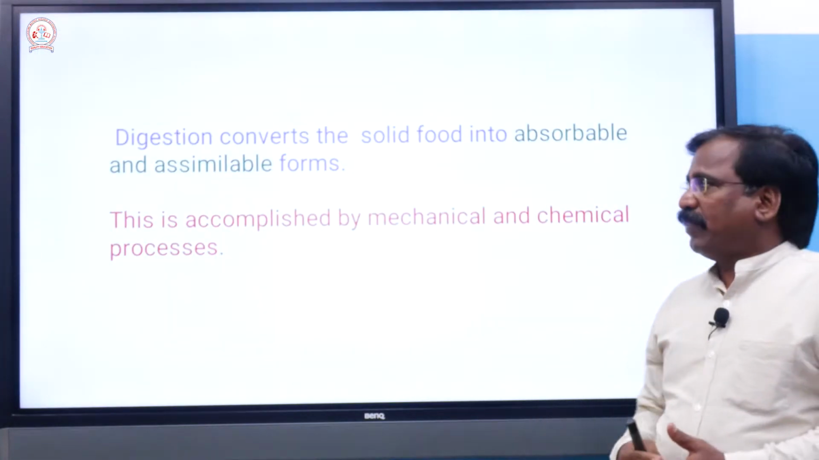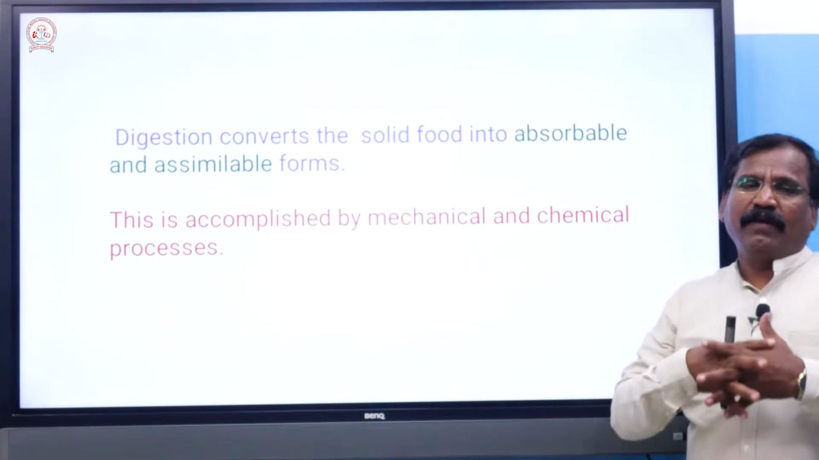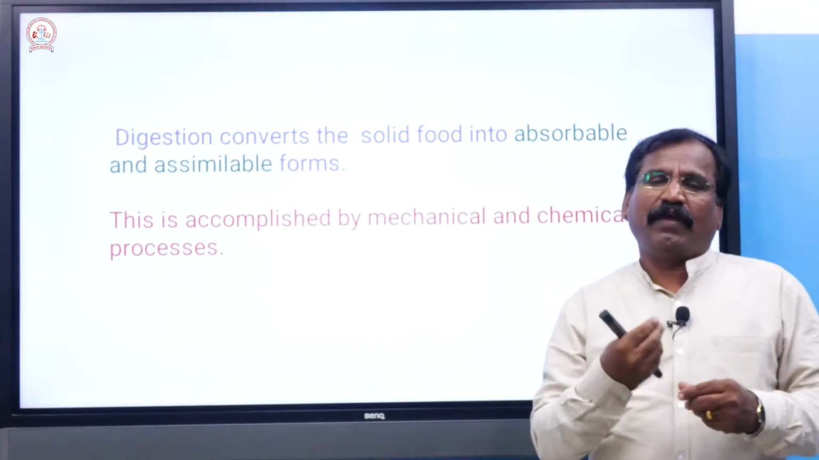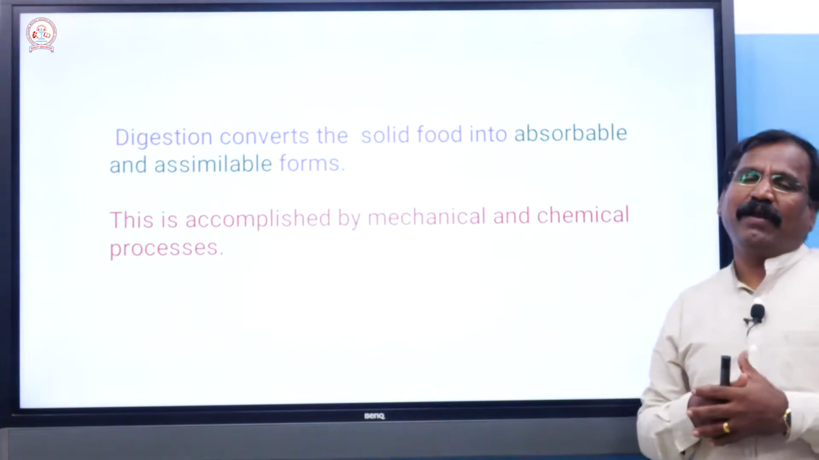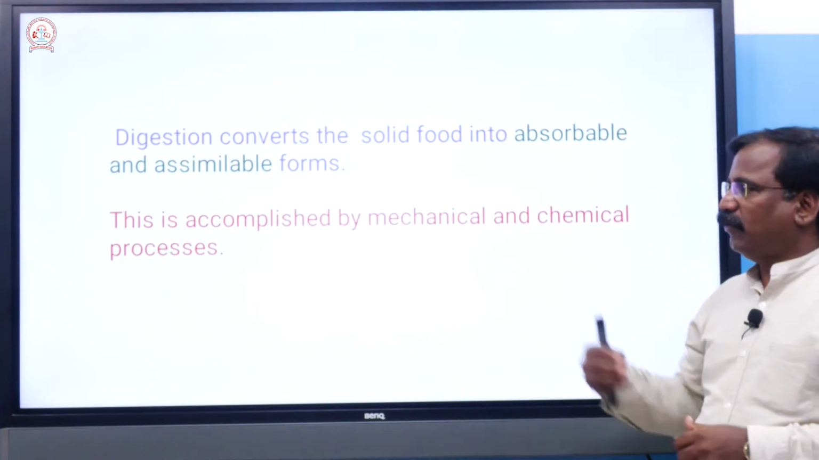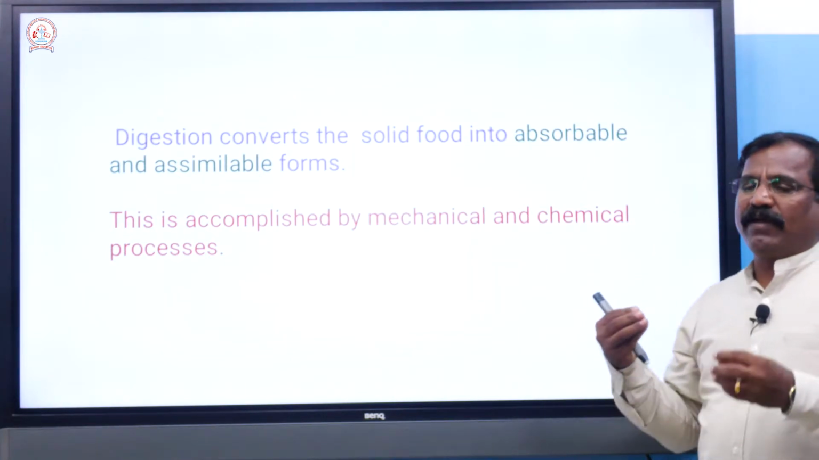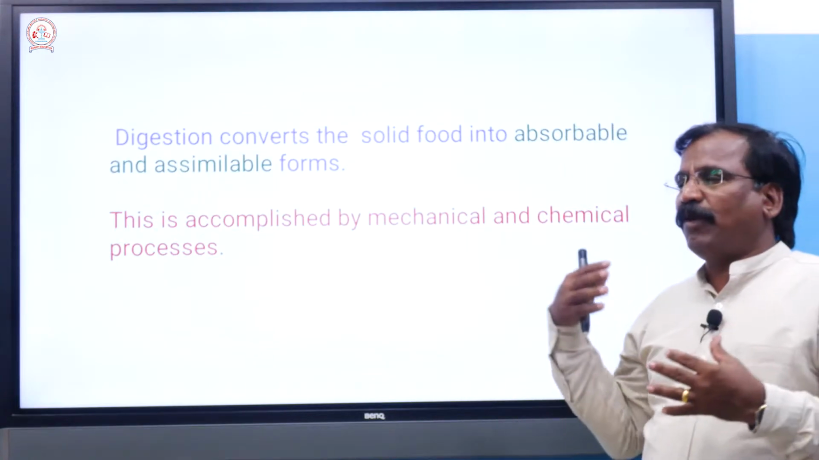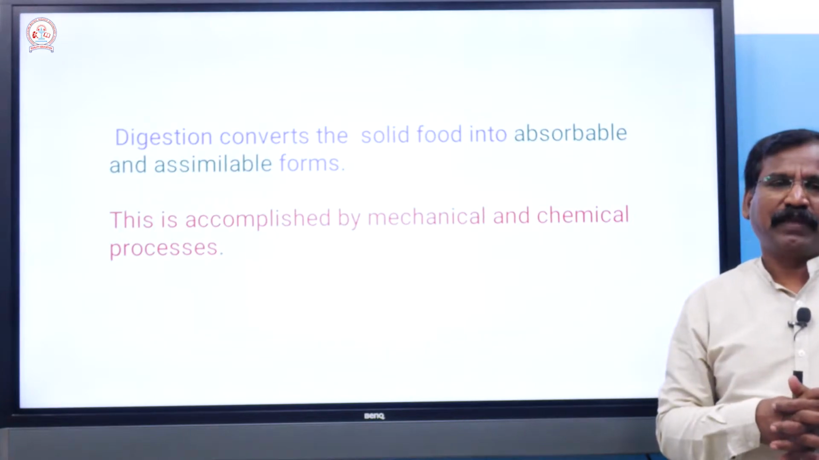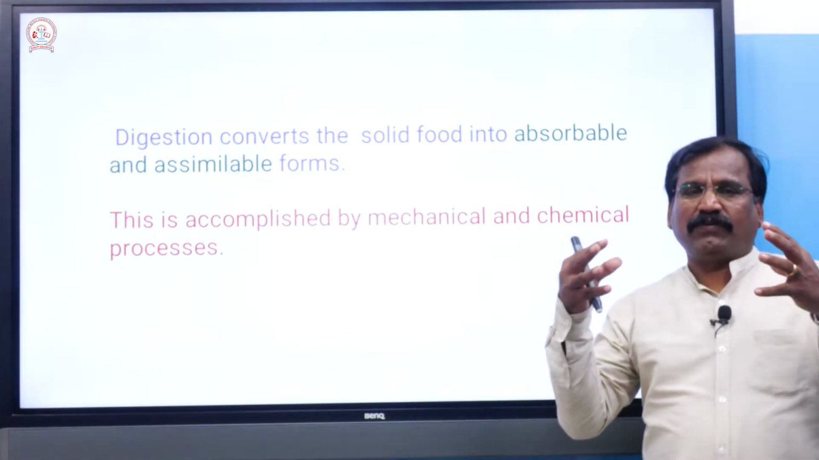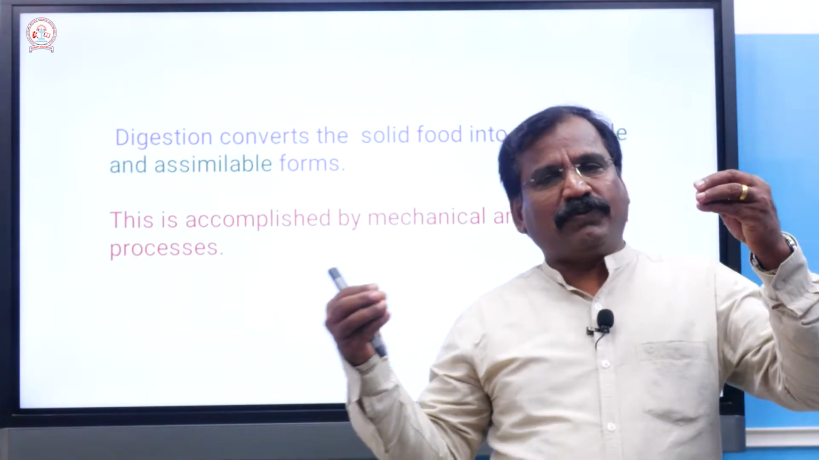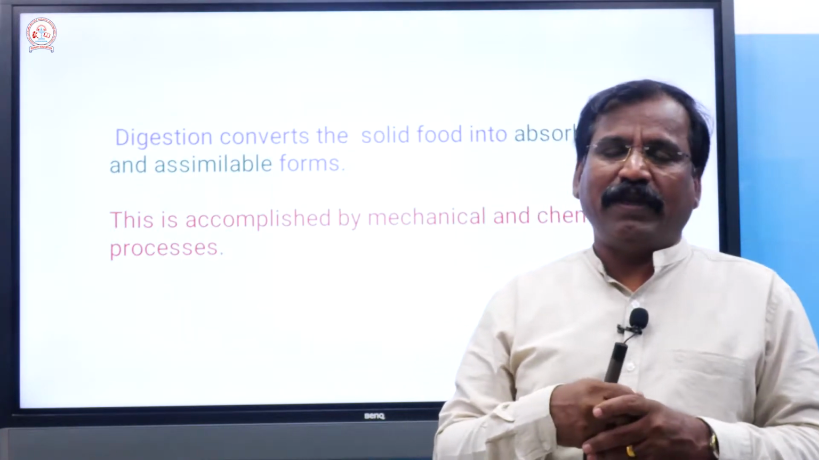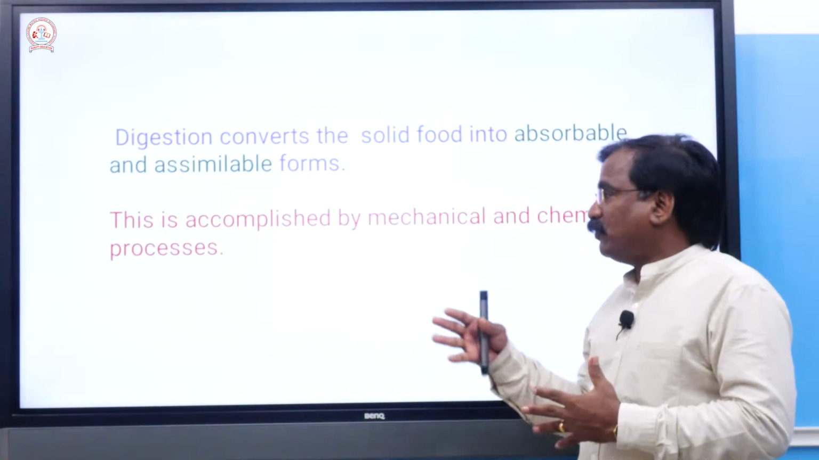So, you know already that digestion is the process of conversion of the complex into simpler, into an absorbable and assimilable form. There are two types of digestion, accomplished by the chemical and the mechanical digestion. Complex substances like starch are converted into glucose, that is chemical digestion. Proteins are converted into amino acids, lipids are converted into fatty acids and glycerol. That is chemical digestion.